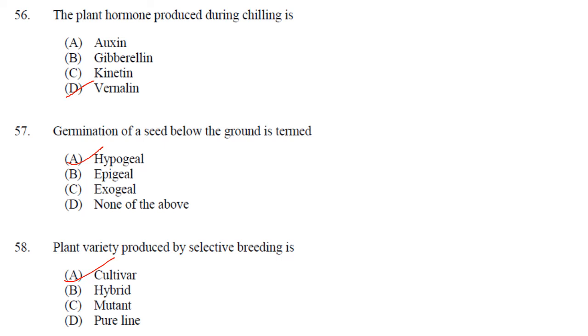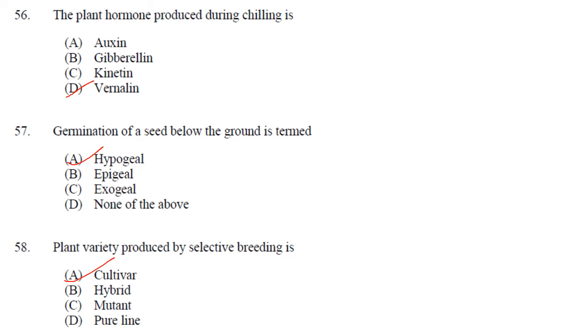Then what is a pure line? Option D. Pure line is the progeny of a single self-fertilized homozygous plant. It is totally pure line, because it is from a single, self-fertilized or self-pollinated homozygous plant. That is called a pure line.